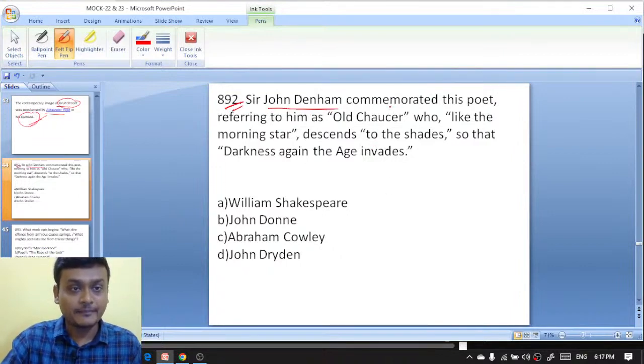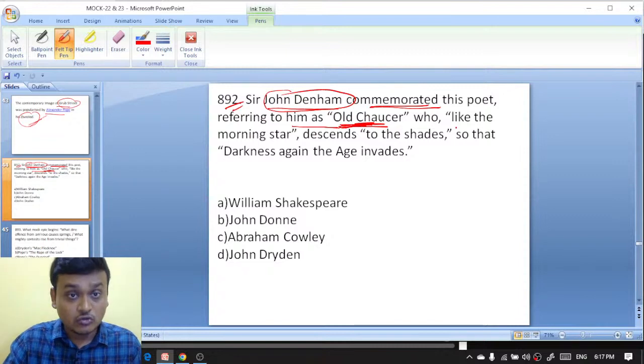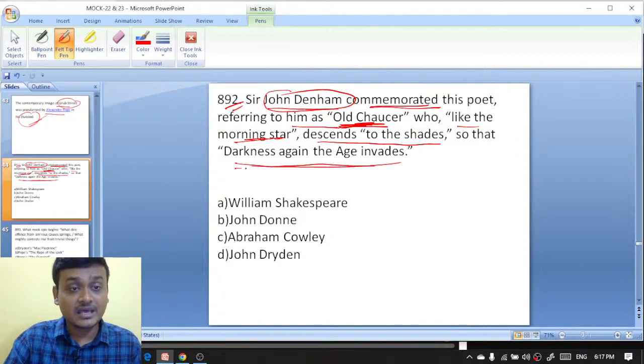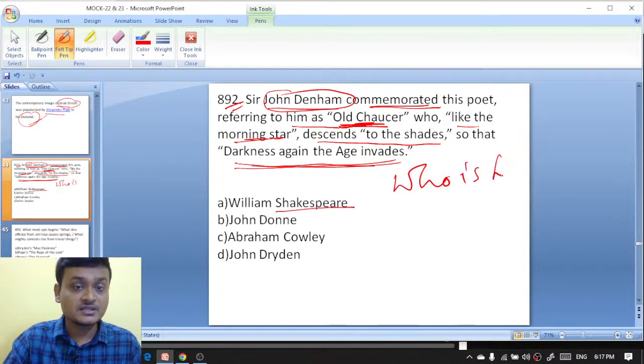Moving to question number 892. Sir John Denham commemorated this poet, referring to him as Old Chaucer. Old Chaucer, who like the morning star descends to the shades, so that darkness again the age invades. William Shakespeare, who is he? Who is he?